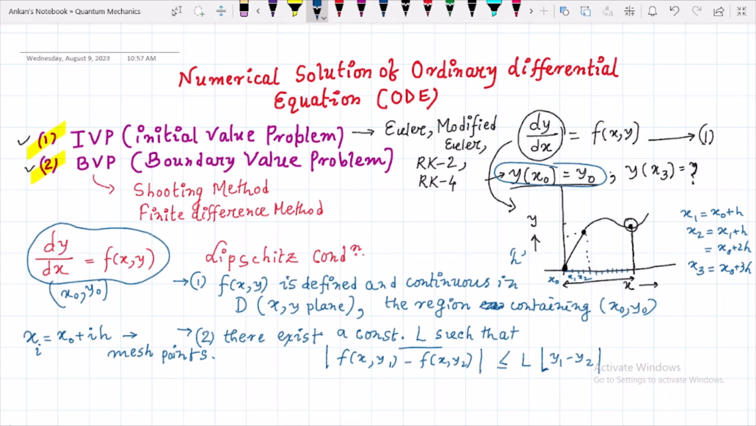Let yi be the approximate solution of equation 1, that is, y at the point xi. Suppose yi is the solution and we have to find out the value of yi.